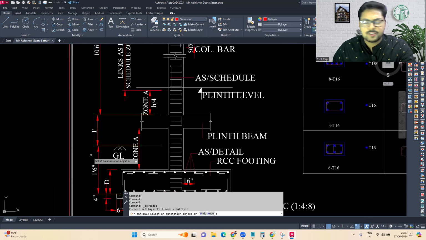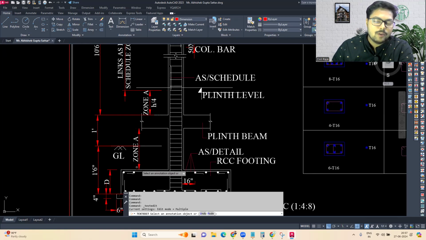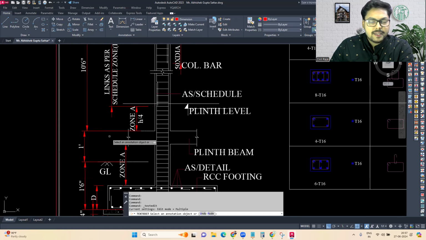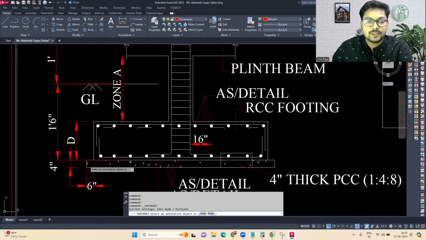That varies from situation to situation. In our case, we have considered the plinth height to be at 2 feet 6 inches from the natural ground level. So that's why it is mentioned like this. Now, beneath that, we have 4 inches of PCC work.